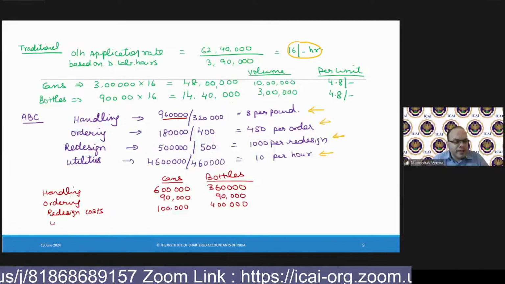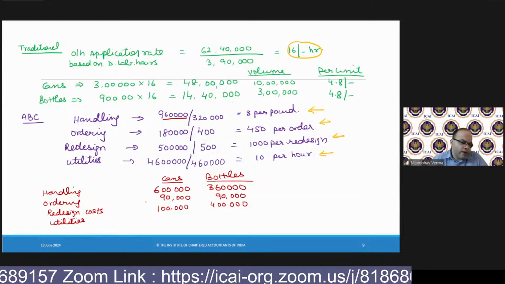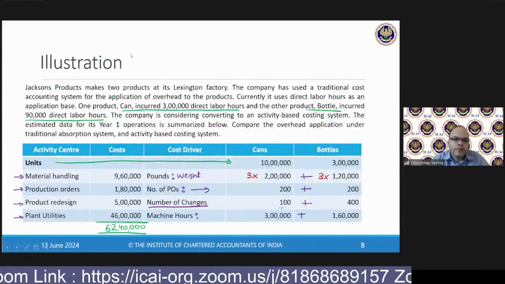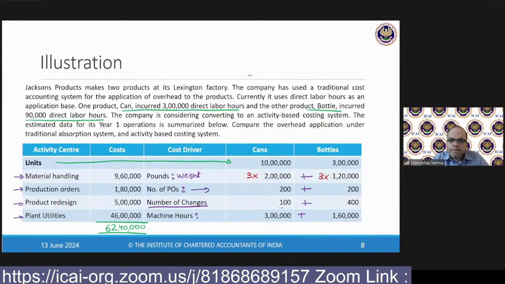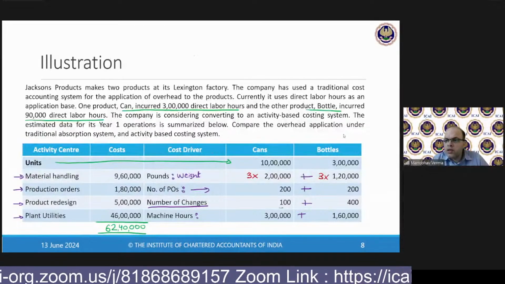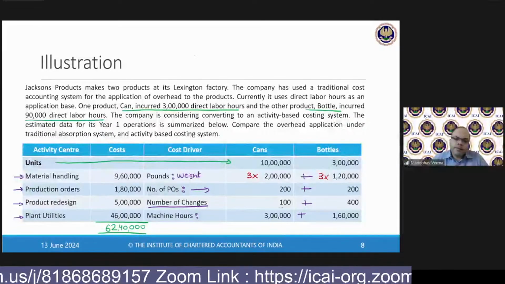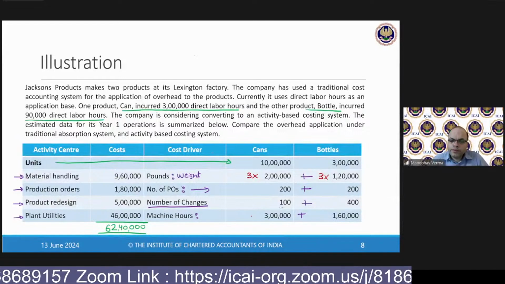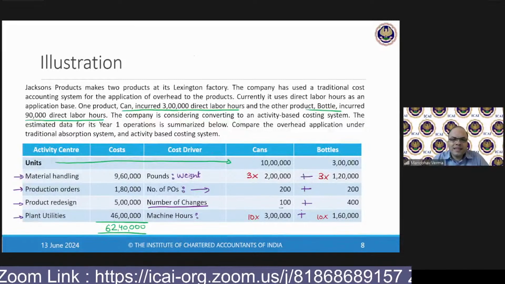And the last one is utilities. So what about utilities? Utilities, we got 10 per hour. Correct, Hemant? Absolutely correct. Hemant also said 1 lakhs and 4 lakhs here for cans and bottles. So 10 per hour, and we are looking at 3 lakhs and 1 lakh 60,000 here. So 30 lakhs and 16 lakhs.